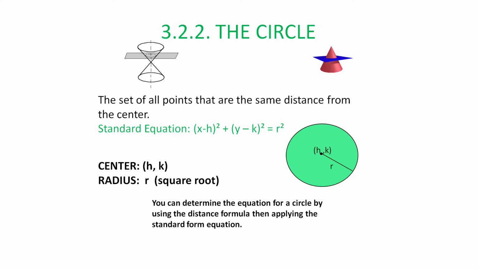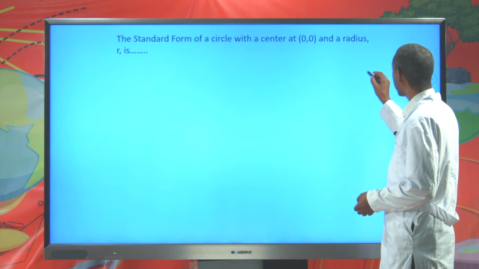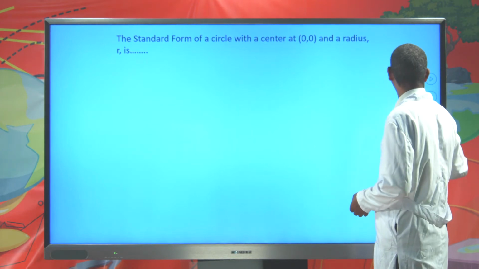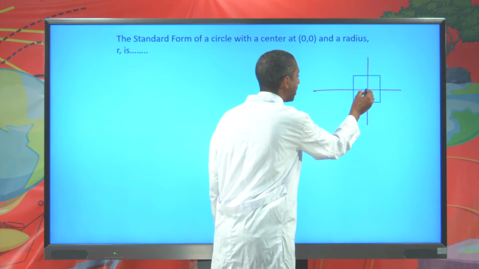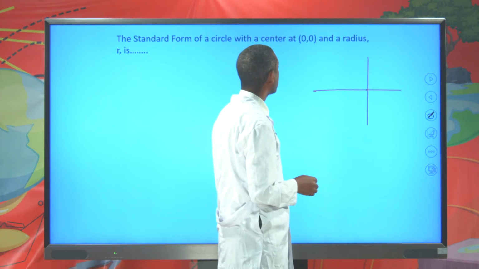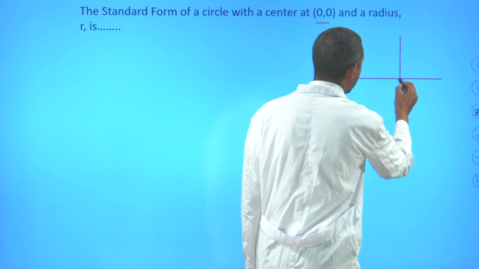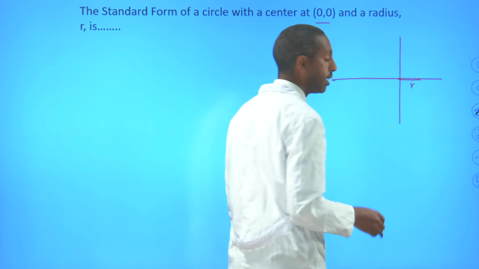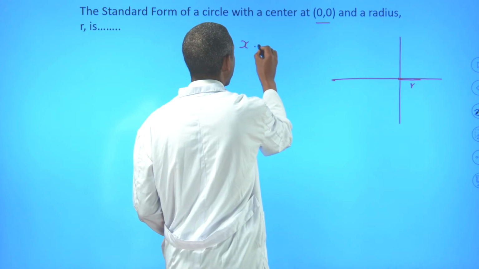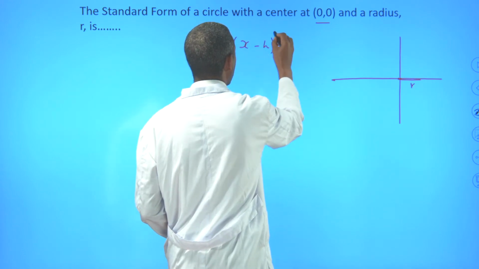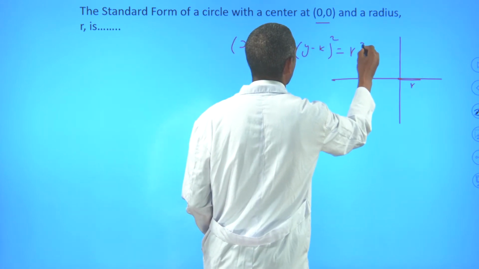Good. The standard form of a circle with center at (0, 0). So in this case, if we consider the coordinate plane, if the center of the circle is the origin, which is (0, 0), and we have a certain radius, let's call this r. If we know the center, we may write the equation as (x minus h) squared plus (y minus k) squared is equal to r squared.